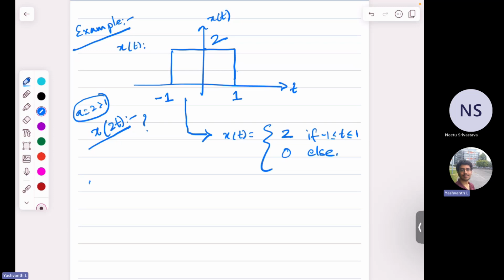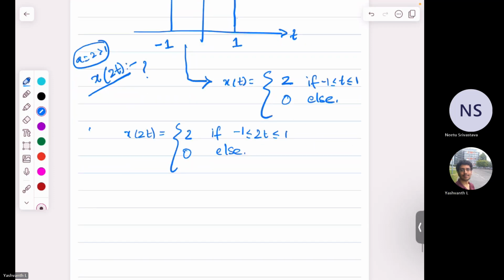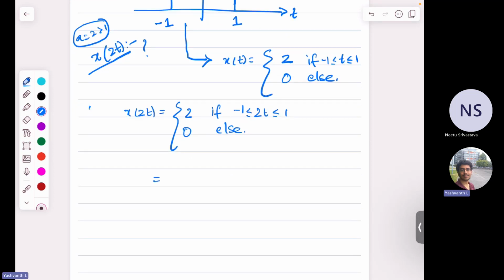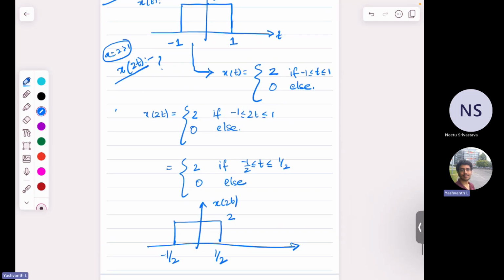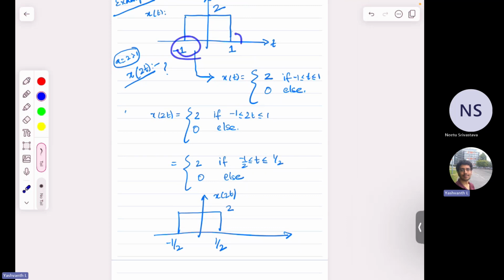Now basically 2t means, what does it mean? Your x of 2t will be equal to 2 if 2t is between 1 and minus 1, and 0 else. Do you agree? Yes, sir. What does this mean? This means 2 if t is between minus half and plus half, 0 else. So x of 2t is nothing but 2 from minus half to plus half. Now you see your earlier signal was between minus 1 and plus 1, but now it became minus half to plus half. Is it a compression or an expansion?